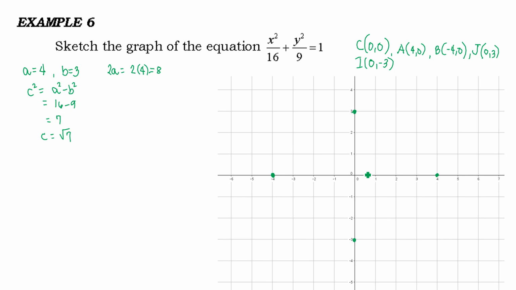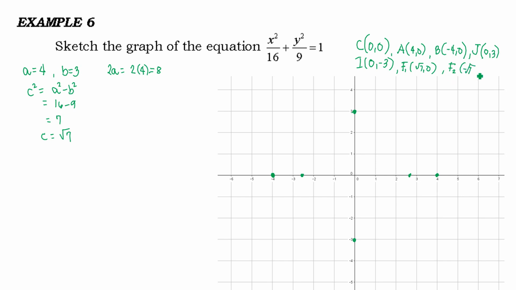So in other words, the foci would be here, 2.65, so somewhere here. And dito naman, that would be negative 2.65, so somewhere here. Okay, so in other words, our F sub 1 would be (square root of 7, 0), and our F sub 2 would be (negative square root of 7, 0).